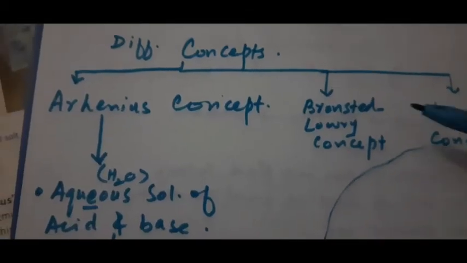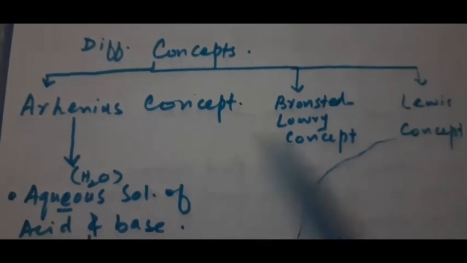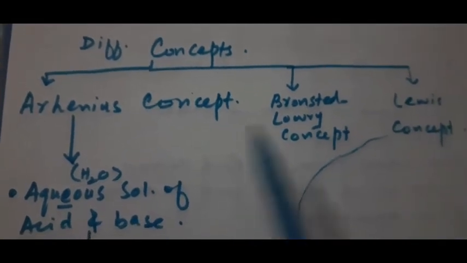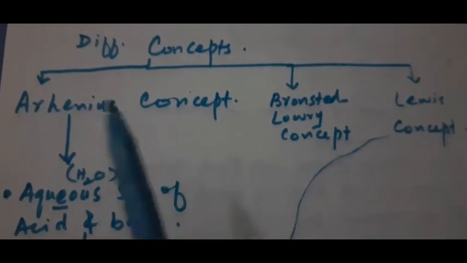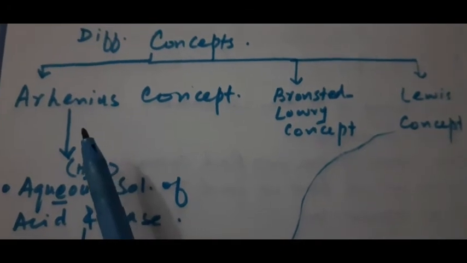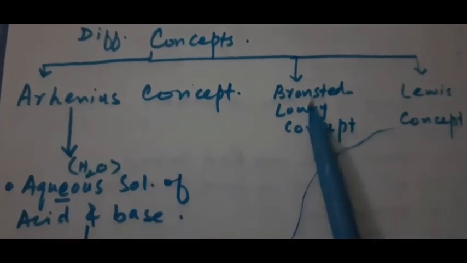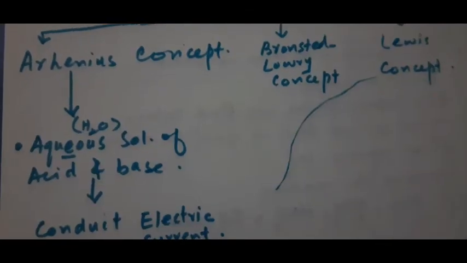Now we will study the different concepts of acid and base. Here we have three basic concepts which explain acid and base. The first one is the Arrhenius concept. The second one is the Bronsted-Lowry concept, and the third one is the Lewis concept.